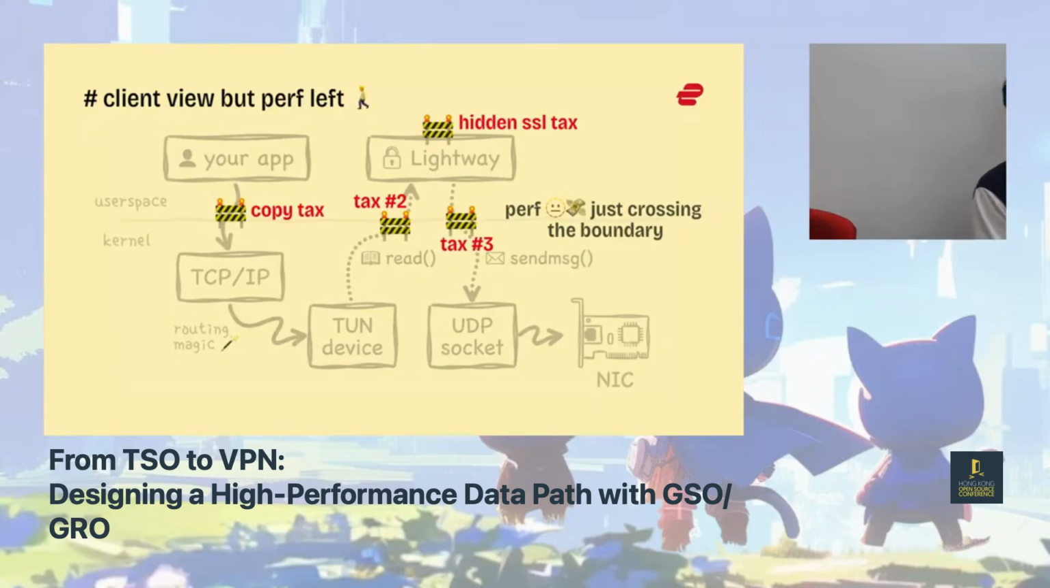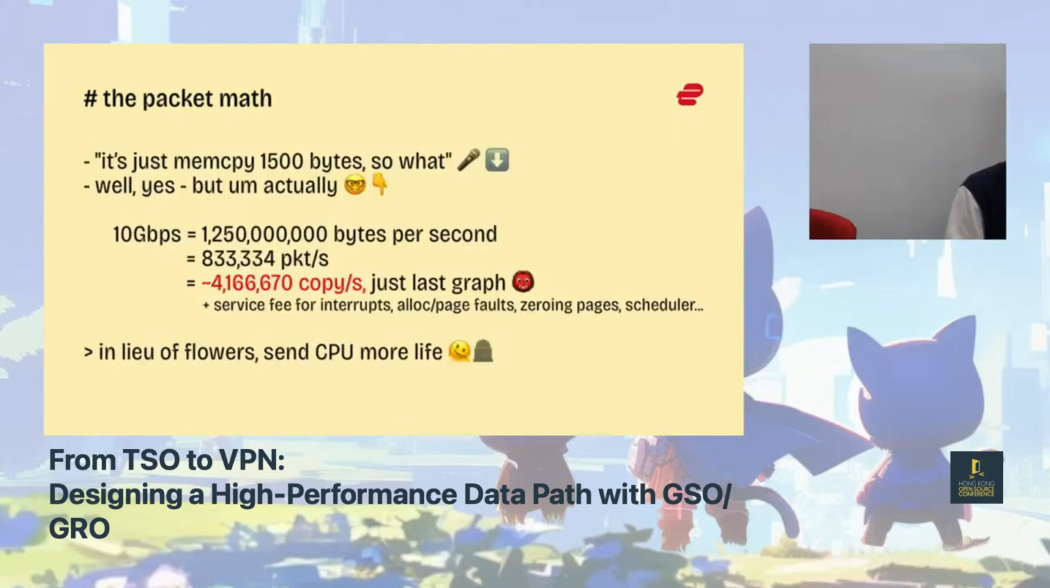And this is complicated for Lightway because it has to take things into the user space and then back out to the kernel space again. And that is before even talking about the SSL library, which exacts a copy as well. So it's just performance gone, just crossing the boundary.